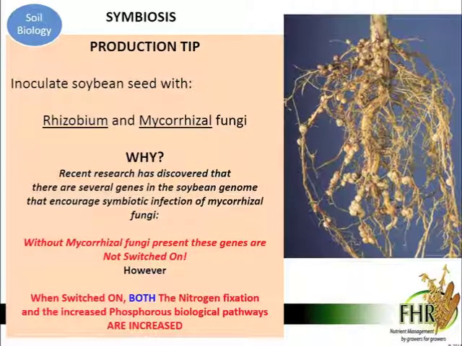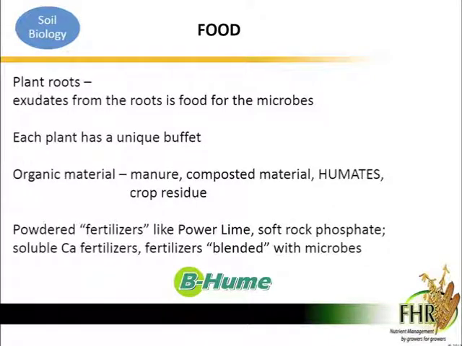However, when switched on, both nitrogen fixing and the increased phosphorus biologic pathway are increased. So, food. If we look at plant root exudates, what comes from the root is food for the microbes. Each plant has a unique buffet: organic material, manure, compost, humates, crop residues, powdered fertilizers like powdered lime, soft rock phosphate, and soluble calcium fertilizers, blended in with microbes always.